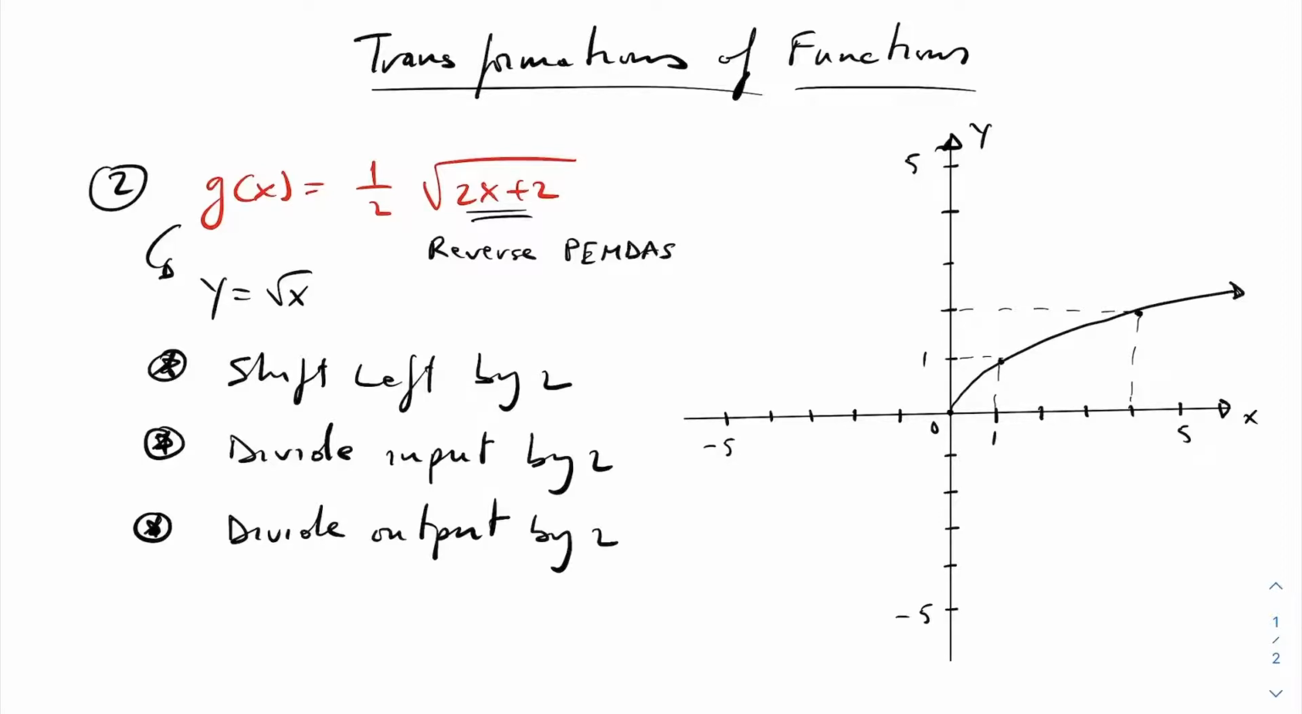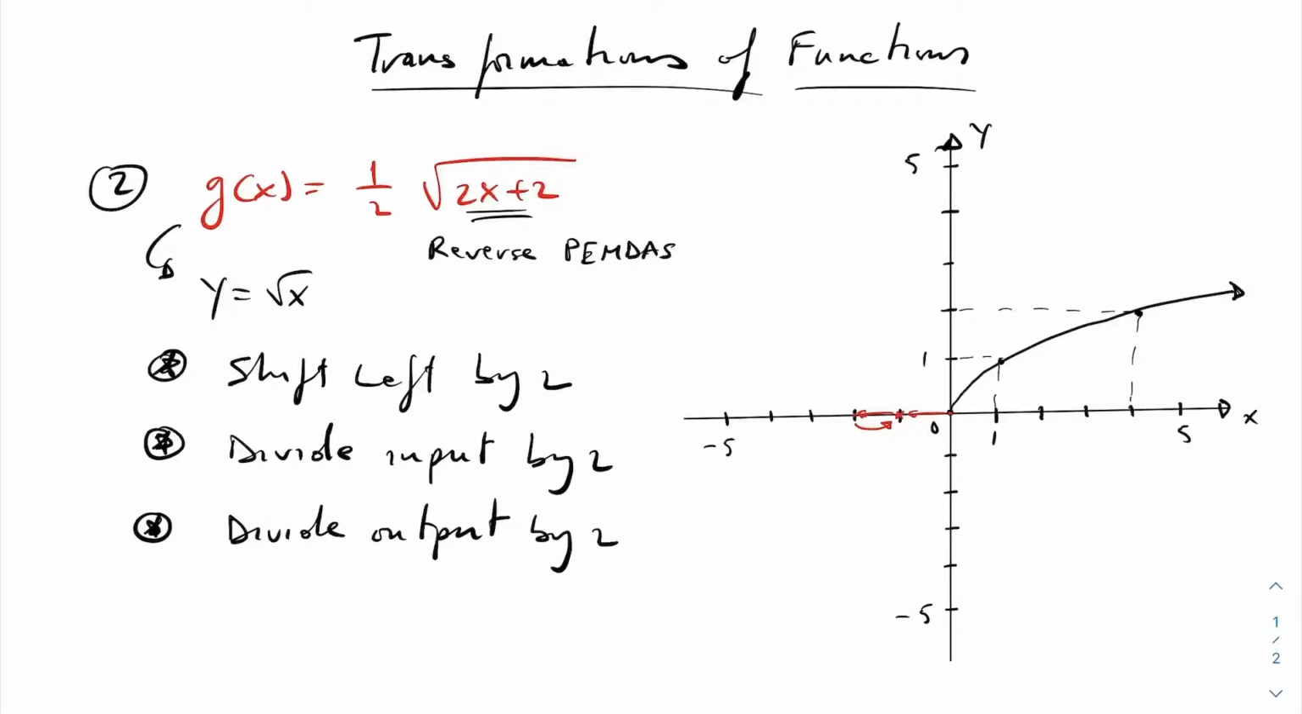Next, let's go ahead and transform each of those basic points in order to obtain new points for the graph of g of x. Starting with 0, 0, we're going to shift it to the left by 2. Then we're going to divide the input by 2, bringing us to the point of coordinate negative 1, 0. And finally, we're going to divide the output by 2, which is not going to change our point because the output of our point is already just 0.